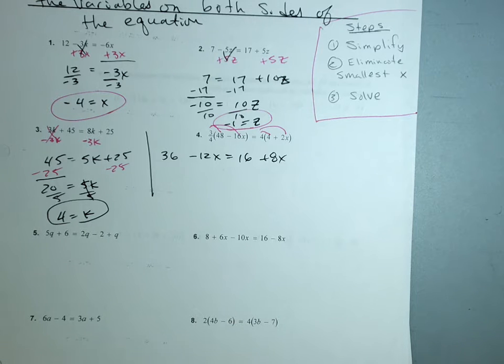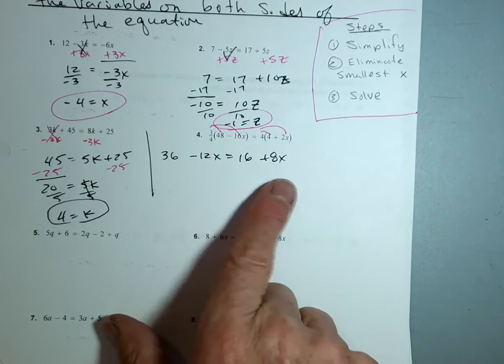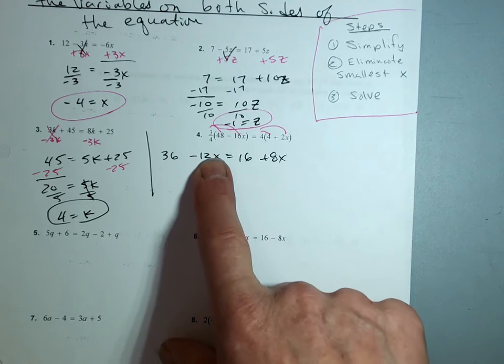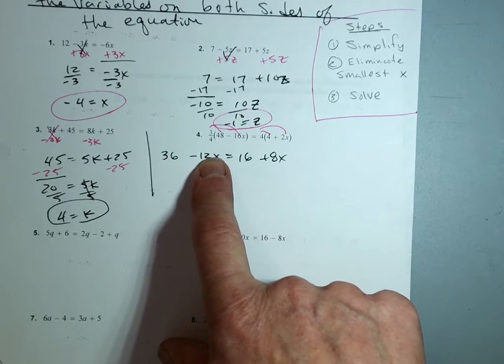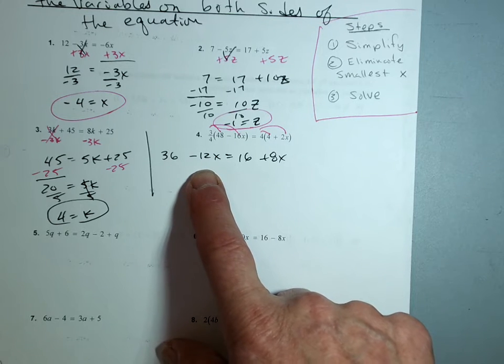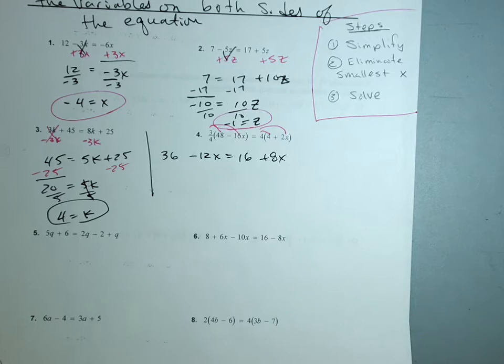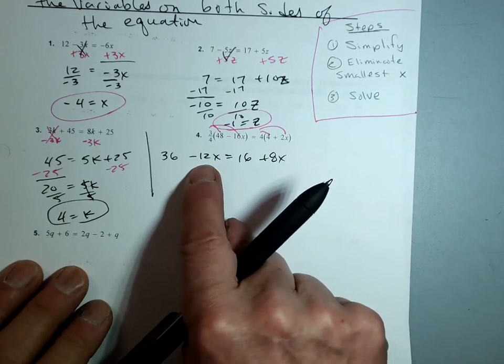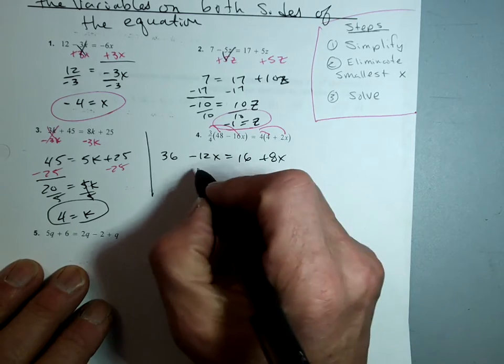Now, I've got to get rid of one of the x's. Which one do you think we should get rid of? We could get rid of the 8. I'm going to get rid of the negative 12. If you get rid of the 8, you're going to have a negative, and you guys don't like negatives, do you? Keep it positive numbers. So I'm going to go plus 12, because I want to get rid of the smallest x, and believe it or not, that is smaller because of negatives.